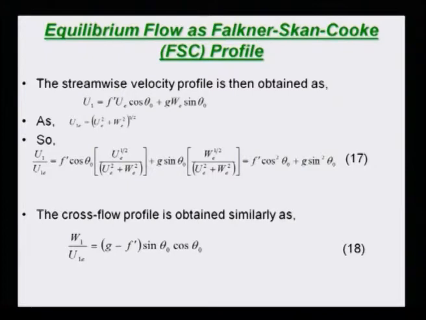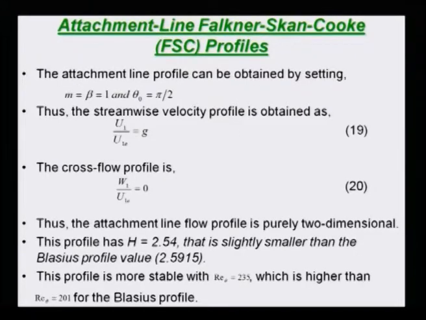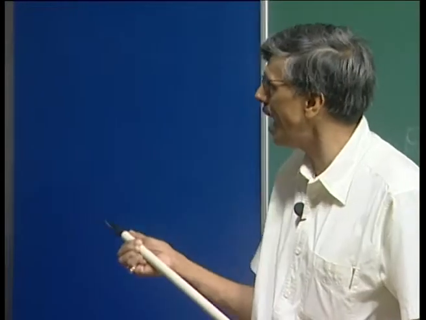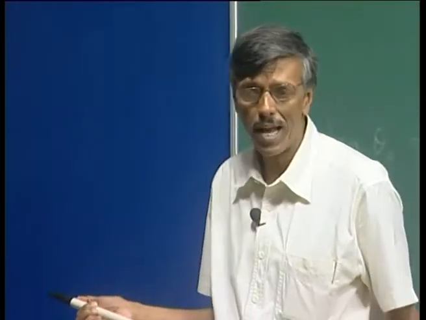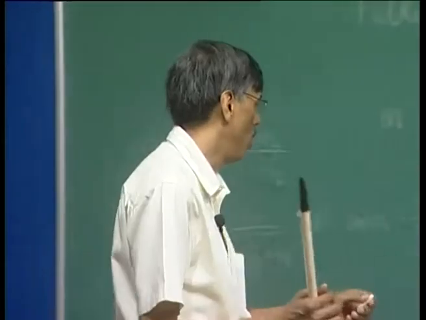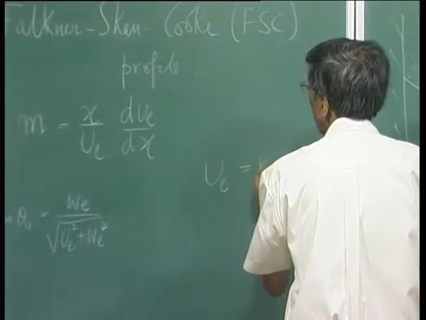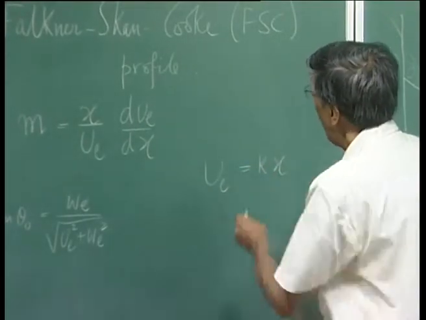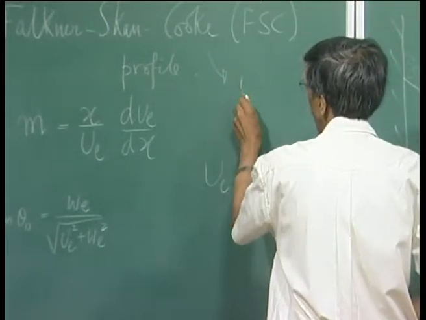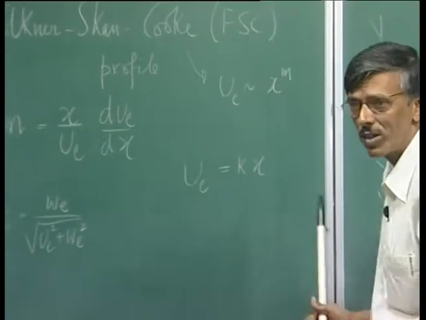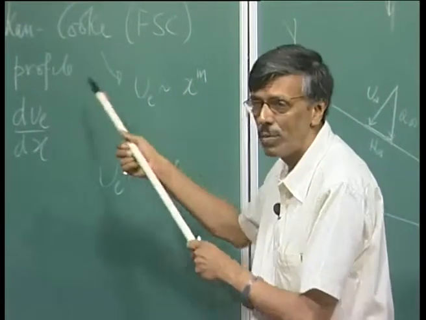So, once we have the flow direction components, then we are ready to define the equilibrium flow, and that is what we want to do. Now, look at the attachment line itself. In the attachment line itself, what have we seen? We saw UE is kx, whereas here we said that UE goes as x to the power m. That was the Faulkner-Skan's idea, and that was extended by Cooke like this.